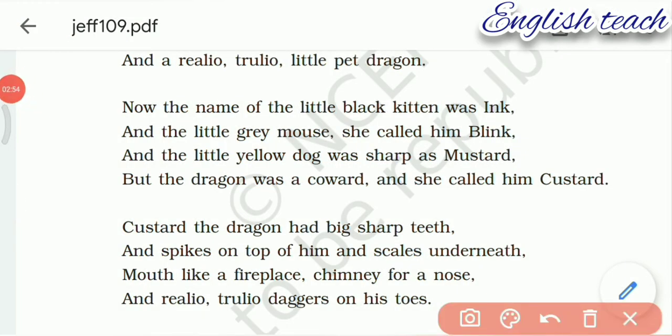The difficult words are spikes. Spikes meaning is thin pointed surface. Scales meaning is thin bony plates protecting the skin of fish and reptiles. Underneath meaning is situated directly below. Fireplace meaning is an outdoor structure of brick, stone or metal for an open fire. Dagger meaning is a sharp knife.